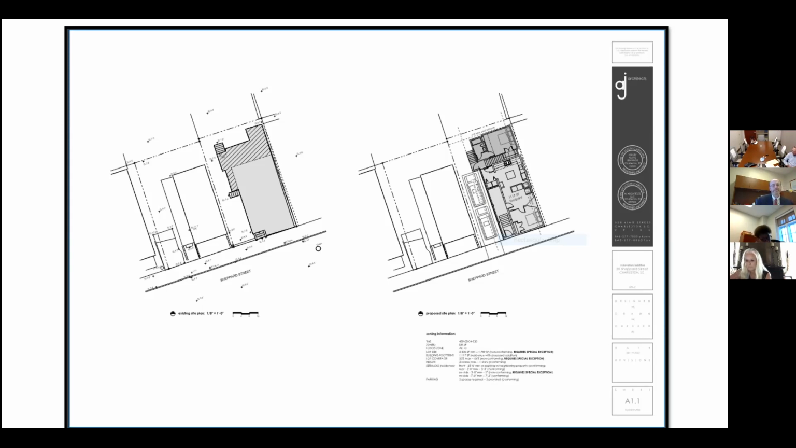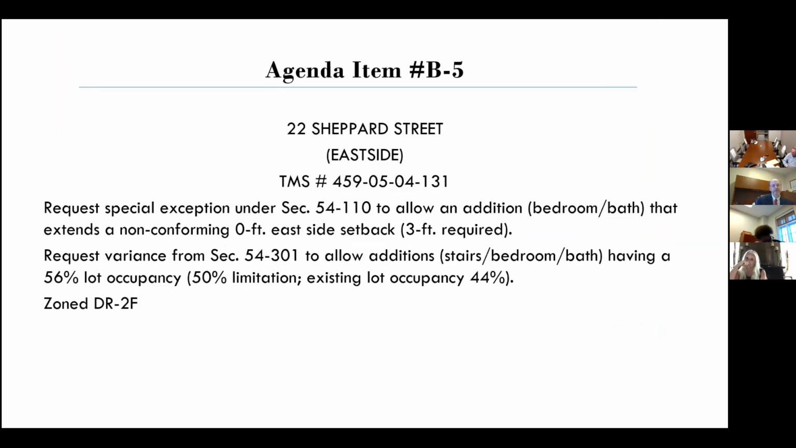Next item on the agenda is 22 Shepherd Street. Request special exception under section 54-110 to allow an addition, bedroom, bath that extends a non-conforming 0-foot east side setback, 3 feet required. Request a variance from section 54-301 to allow additions, stairs, bedroom, bath, having a 56% lot occupancy, 50% limitation, existing lot occupancy 44%, zone DR2F. Mr. Batchelder: So this is the lot next door, and again, it has an existing dilapidated home on it.